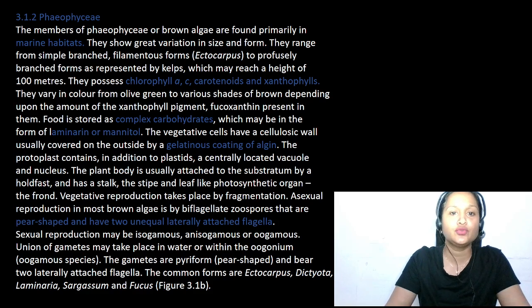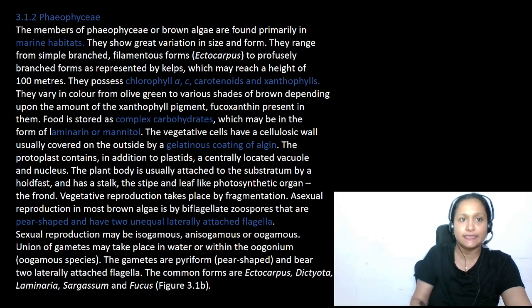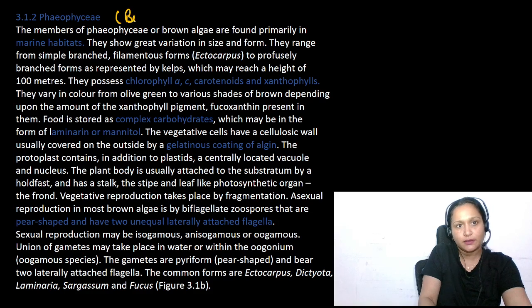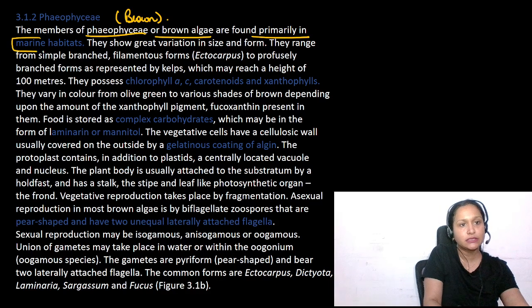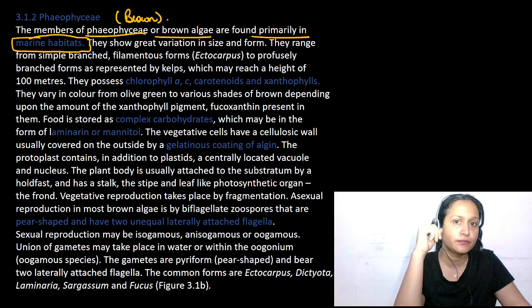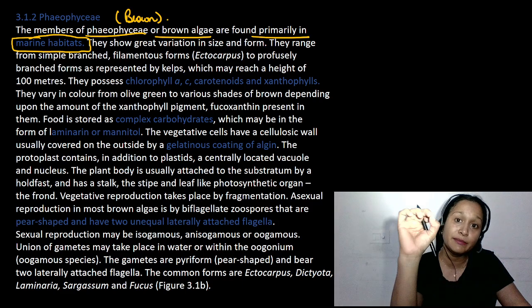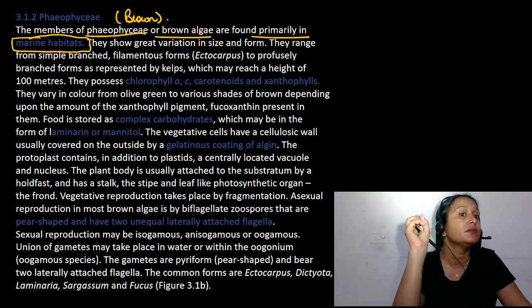Now coming to your brown algae, which is phaeophyce. Brown algae. So members of Phaeophyceae, brown algae, are found primarily in marine habitat. Which habitat? They are found in marine habitat. So keep in mind, primarily they are found in marine habitat. Means in ocean water, in marine water.